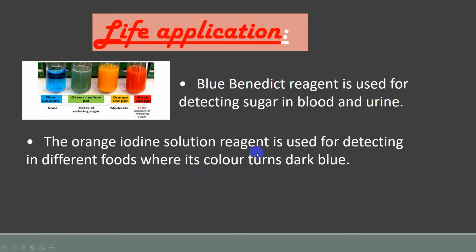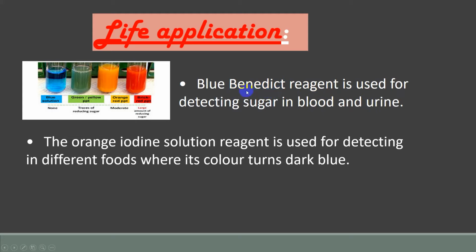The orange iodine solution reagent is used for detecting starch in different foods. The orange iodine will change to dark blue. So here we have two live applications. Using the blue Benedict reagent is used to detect sugar in blood and urine. Its color changes to bright red or orange if it's exposed to simple sugar.